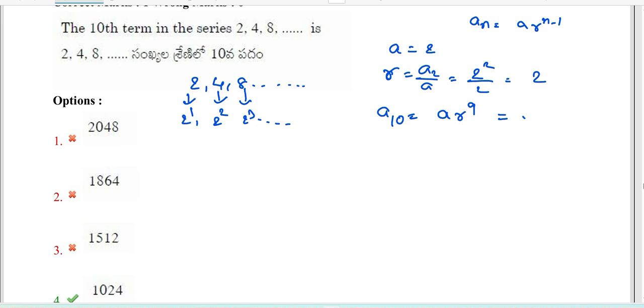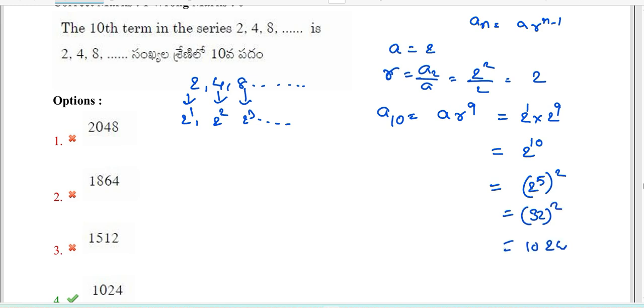By using this formula, a is 2 into 2 to the power of 10 minus 1, that is 9. From this it can be written as 2 to the power of 1 into 2 to the power of 9, that is 2 to the power of 10. This can be written as 2 to the power of 5 whole square. 2 to the power of 5 value we know is 32, whole square, that is 1024 is the answer. So the fourth option is the correct one.